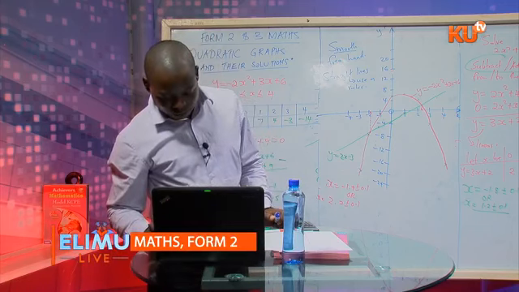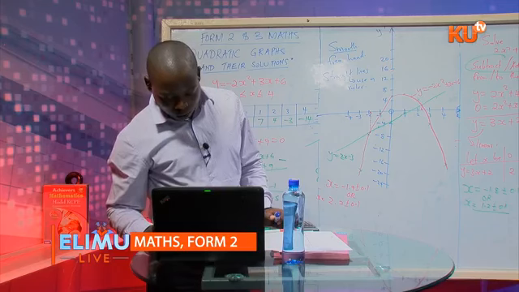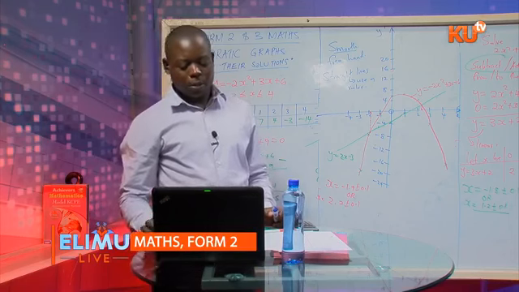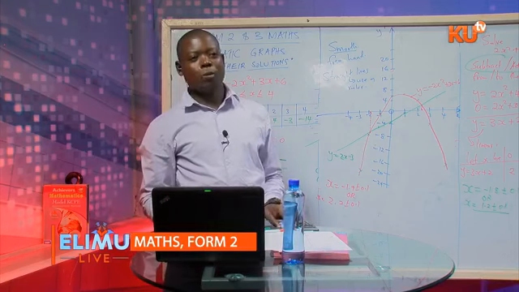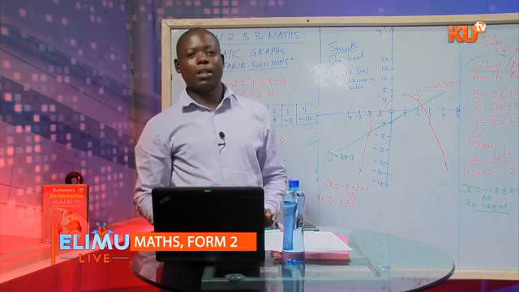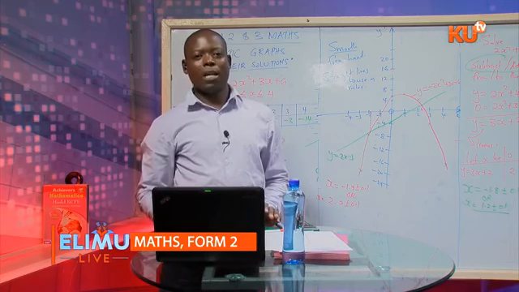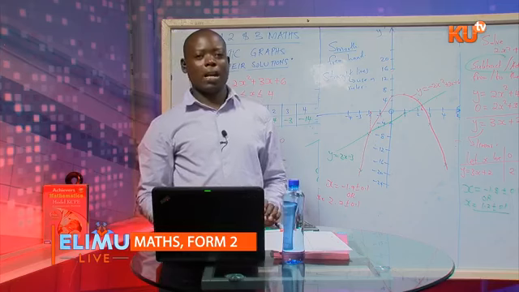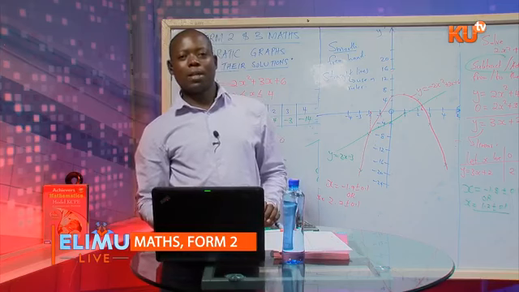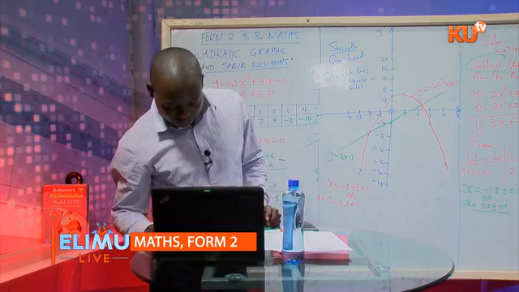Then, hi teacher, this is Purity from Syokimau. How do you know whether to subtract or to add? You know whether to subtract or to add by simply knowing what the objective is. The objective is to eliminate the squared. So if you can eliminate the squared by adding, then you'll add. If you eliminate the squared by subtracting, then you'll subtract.